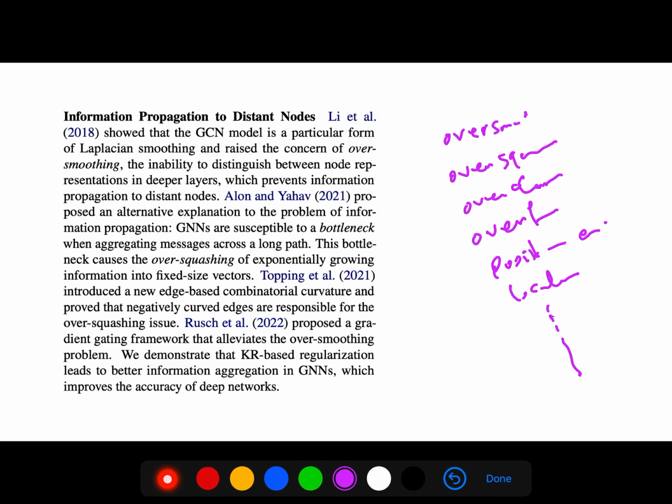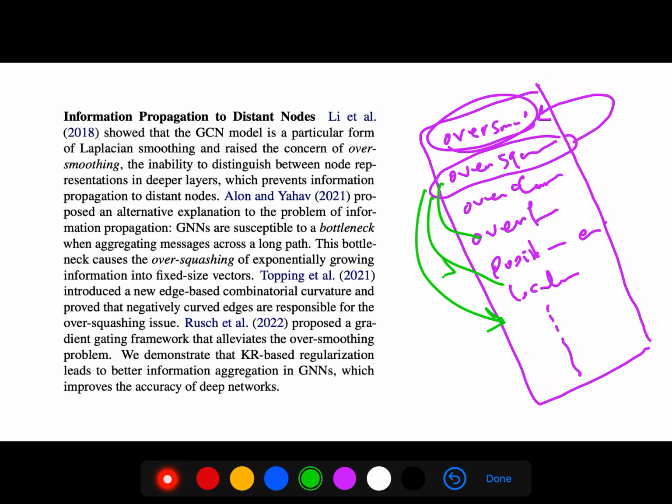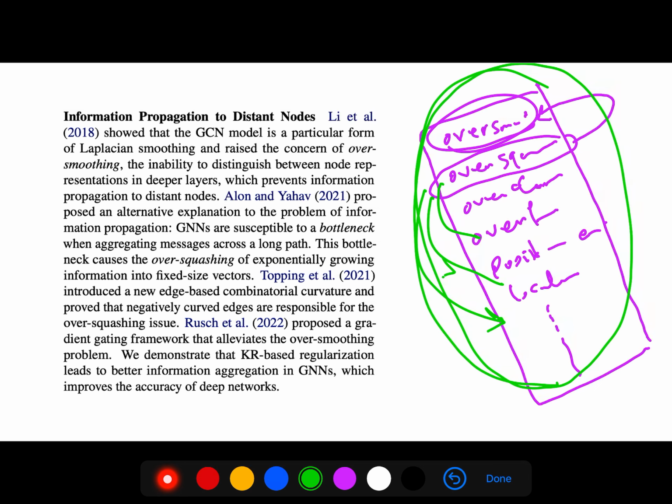So there are about 10 to 12 fundamental problems that I discovered after reading 300 papers on GNNs. But over-squashing is even harder than over-smoothing. And some of them are the cause of other problems as well. So there is a causality structure between these fundamental problems of graph neural networks.